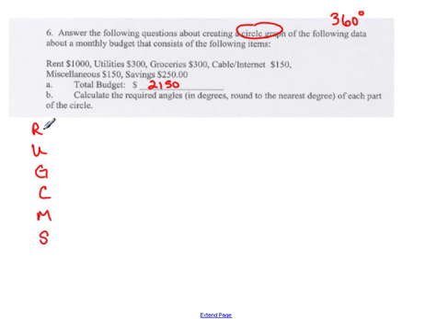In order to find how many degrees of the circle I use for rent, I need to take the amount of money spent on the rent, which is $1,000, divide it by the total budget, and I'm going to get a decimal value. Don't round your decimal, but because I'm not using a calculator right here, it's about 0.465. Now is when I multiply by the total number of degrees in a circle, 360, and here is where I round, and I'll get 167 degrees.